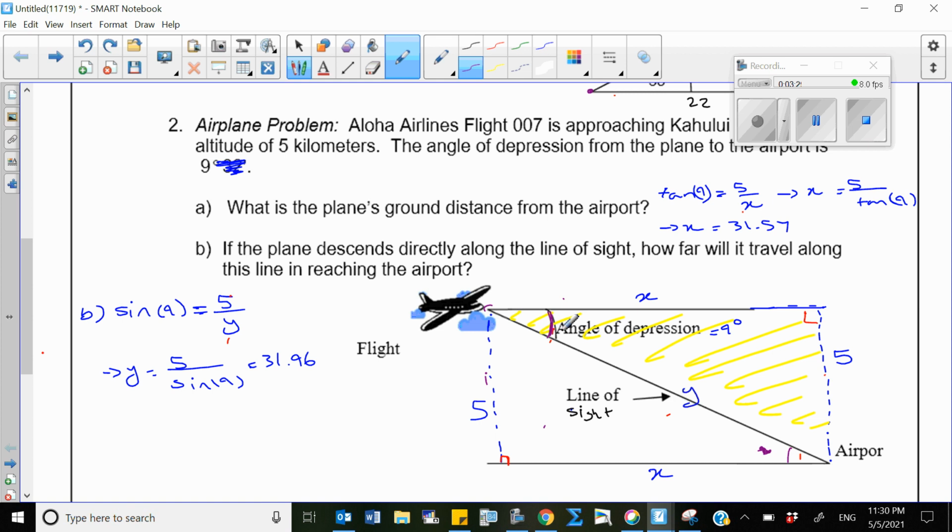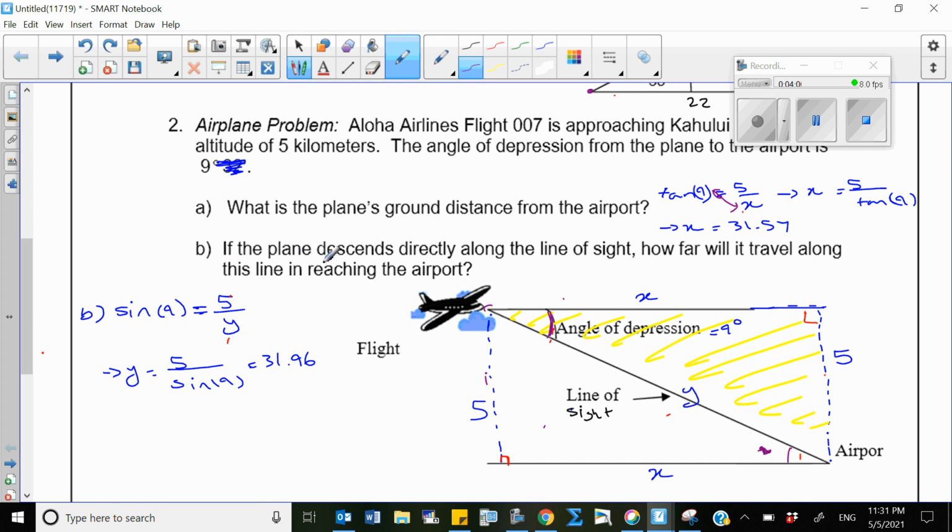Now, we are interested to find this horizontal line. Look at the triangle and the angle. We have the opposite side, and we're looking for adjacent. So we can use tangent, which is opposite over adjacent, 5 over x. And from here, if you cross multiply, we can switch these two. X will be 5 over tangent of 9. Use your calculator to find the answer.